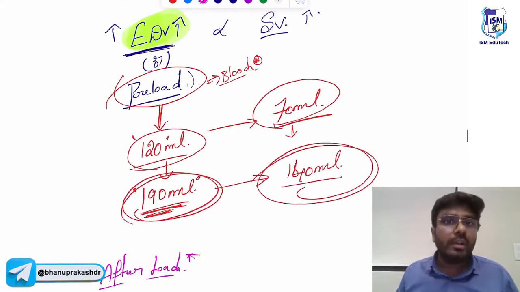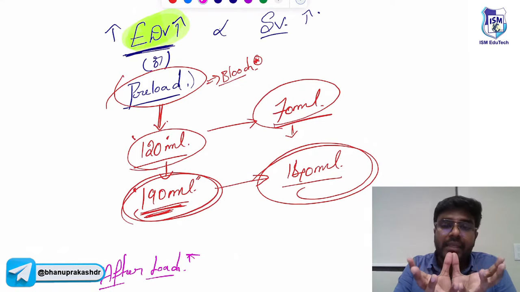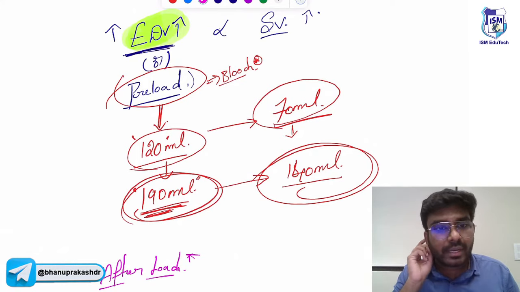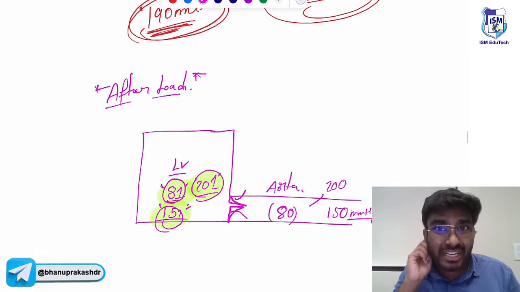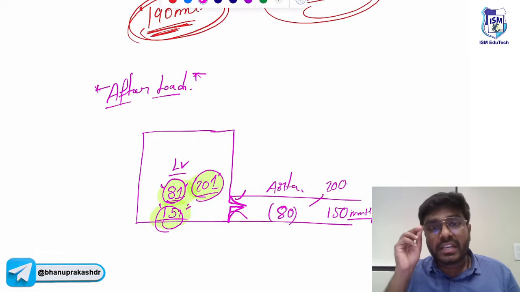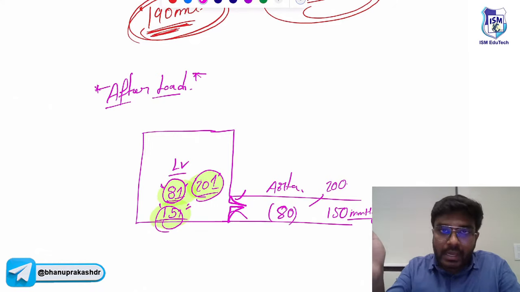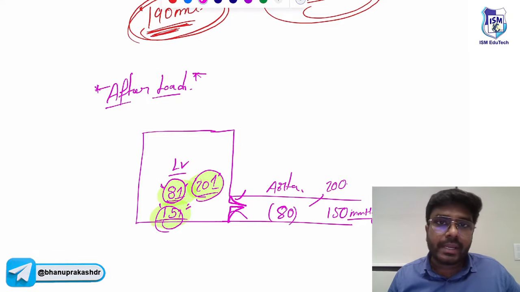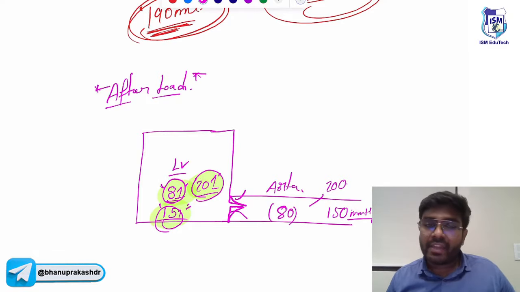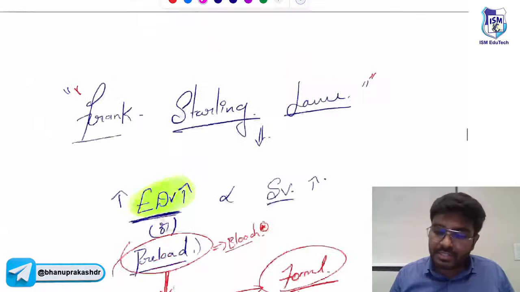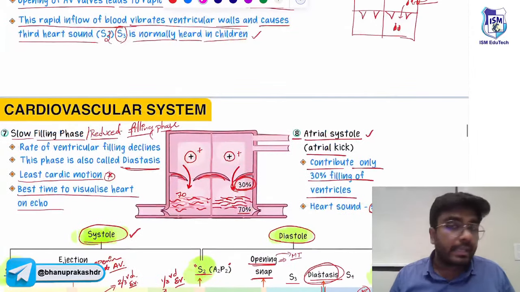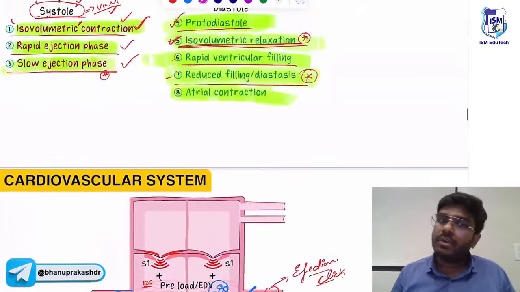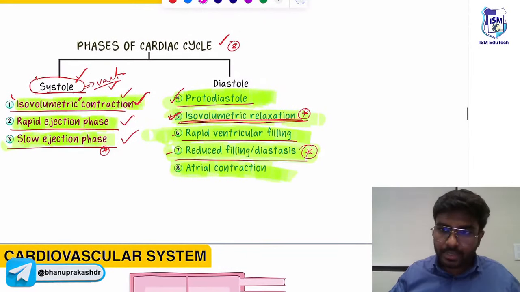So, I have explained preload. Preload is nothing but the amount of blood you are putting into the heart. What is afterload? Afterload is a pressure, the pressure required by the left ventricle to open the aortic wall. So, I have explained preload, afterload, Frank-Starling's law, and all the 8 phases in the cardiac cycle, in detail with all the heart sounds. The cardiac cycle topic is completed.